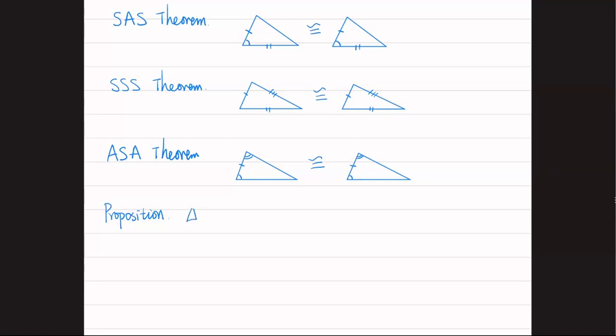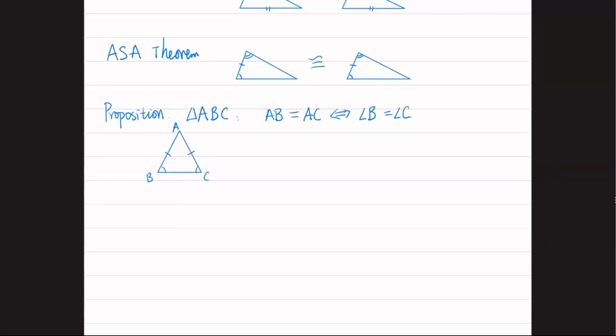If we consider a triangle ABC, then the following two conditions are equivalent. Equal sides is equivalent to equal angles. Okay, a very useful property. So we call such triangles isosceles triangles.